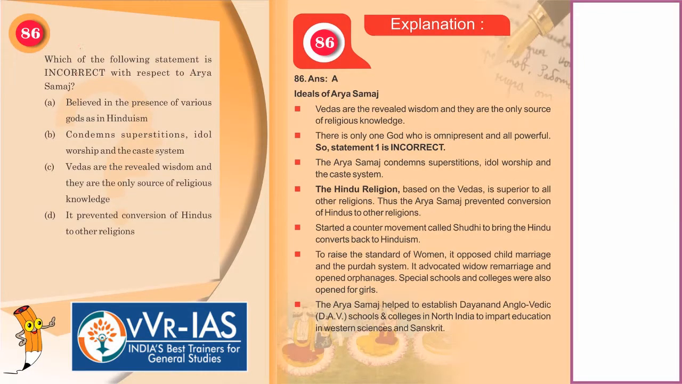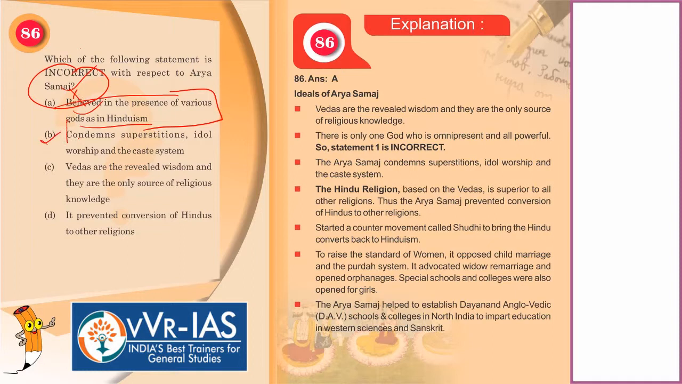Which of the following statements is incorrect with respect to Arya Samaj? They believed in the presence of various gods. Now Arya Samaj, they believed in a single god. Okay? They believed in only one god. They believed in Onkar, who is omnipresent and all powerful. They do not believe in multiple gods. Therefore, the first statement is wrong.